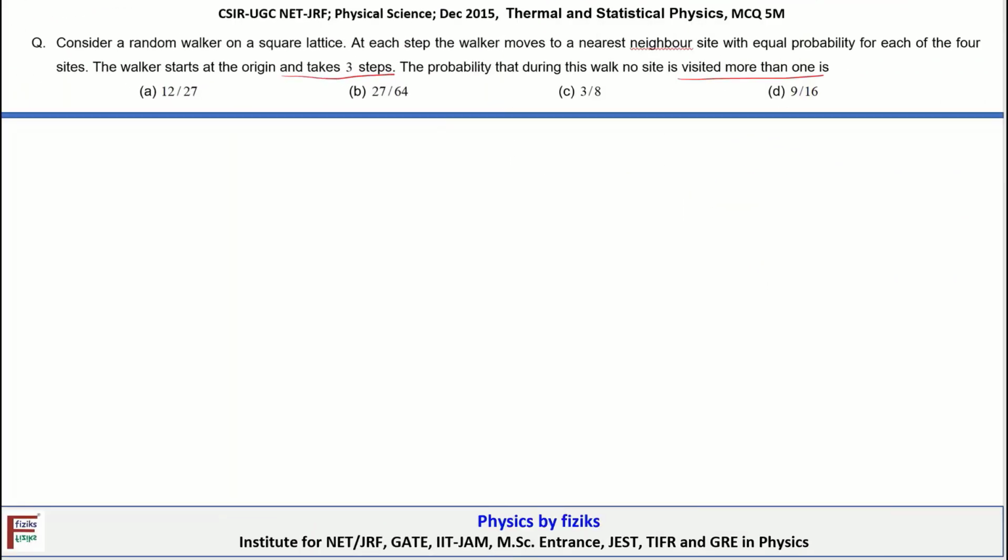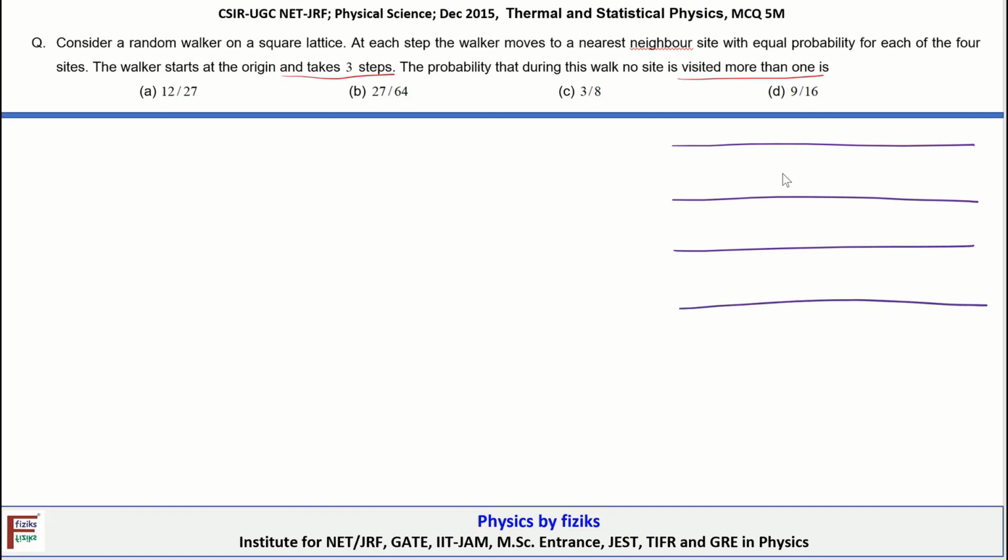So let's take a look at the next problem. It is from random walk. The statement is, consider a random walker on a square lattice. So we have a situation where the walker is moving on a square lattice. Let me draw the square lattice here so that we can easily understand the problem. Okay, so let's say this is our starting point, which we are calling O.